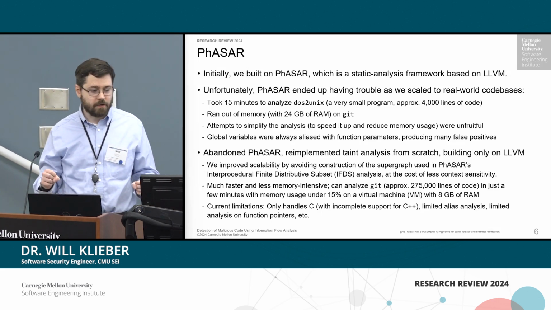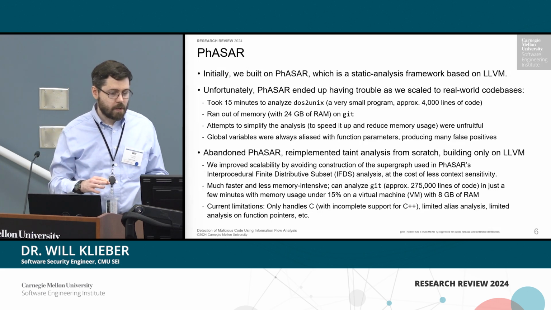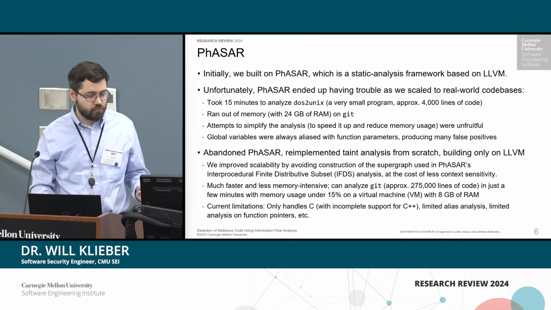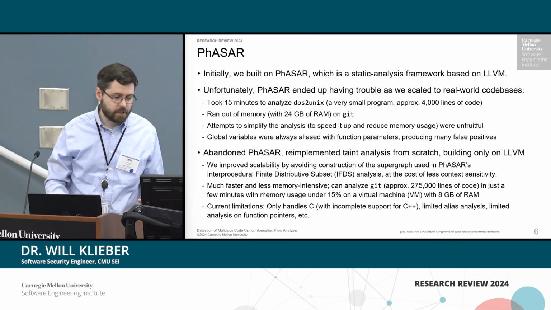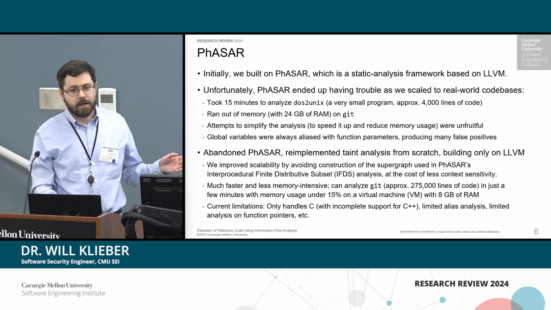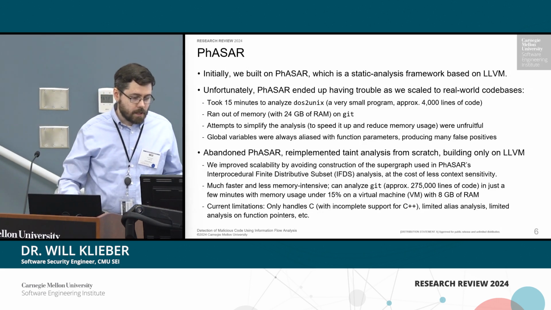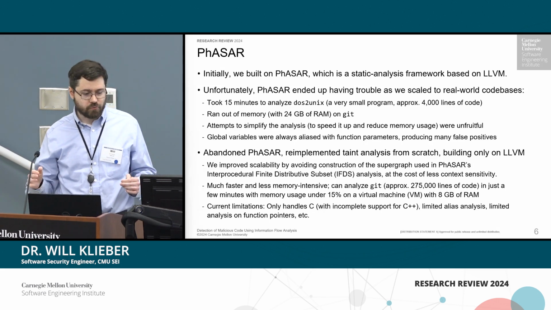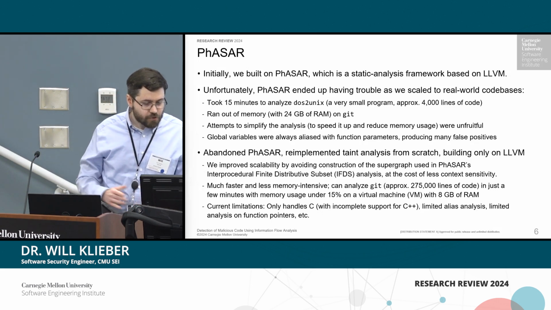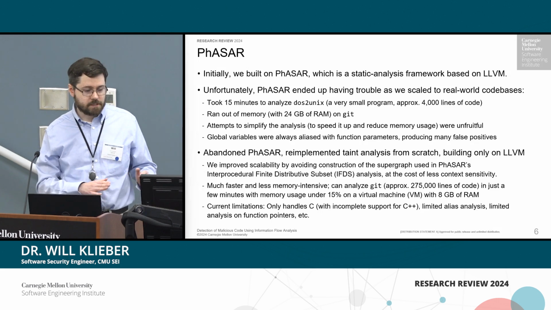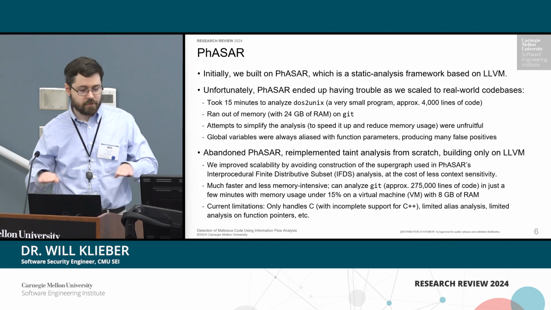When we tried to analyze Git, which is a decent-sized program, we actually ran out of memory with 24 gigs of RAM. We did try to speed up that analysis, but our attempts were unfruitful. And there's also some issues with global variables with the aliasing that was giving us a lot of false alarms. So what we ended up doing was abandoning Phaser and re-implementing this technique directly on top of LLVM.